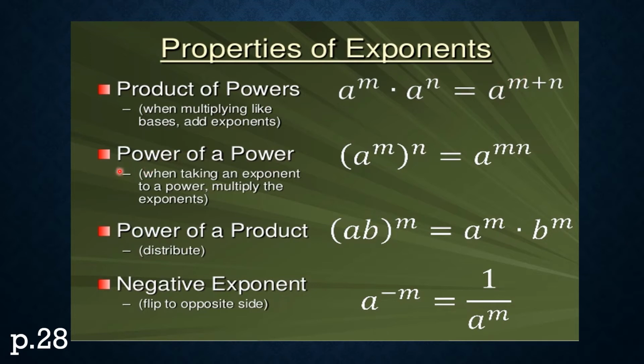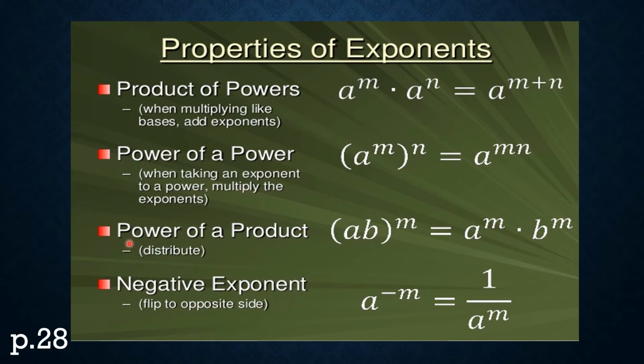The next one, power over power. If we have a power with a parenthesis, and also a base here, a, and we have two powers, you will say m times n. Whenever it is a number, you will multiply them. When taking an exponent to a power, multiply the exponents.